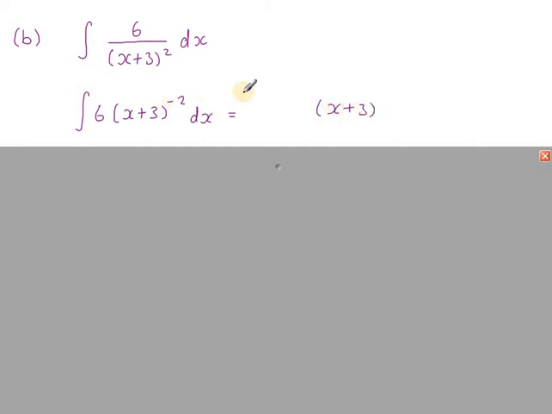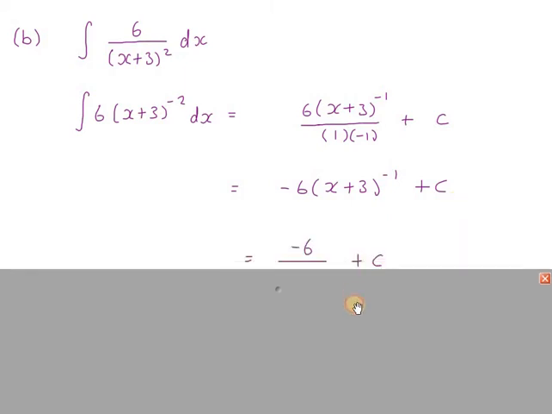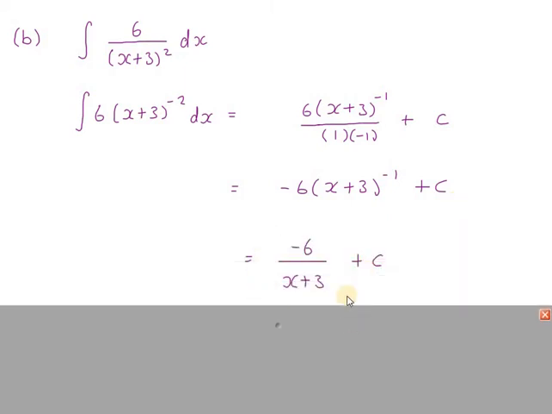We increase the power by 1, we divide by the new power, we divide by the coefficient of x. We were multiplying by 6, we're still going to multiply by 6, plus a constant of integration, and then we simplify to this, which we can write as this if we want to, but it's not necessary to do this. This was the final answer.